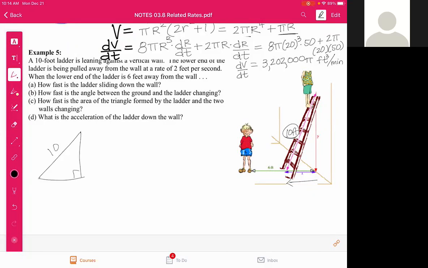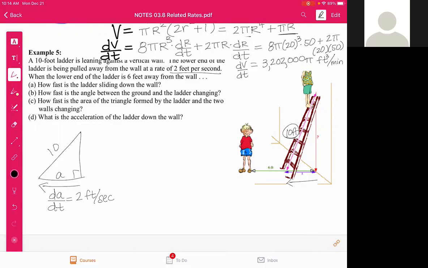This is 10. The bottom of the ladder is being pulled away. So if the bottom of the ladder is being pulled away from the wall, this distance right here, I'll call this A, is increasing from the wall. That means dA/dt is going to be positive, at a rate of 2 feet per second. So this will be 2 feet per second.